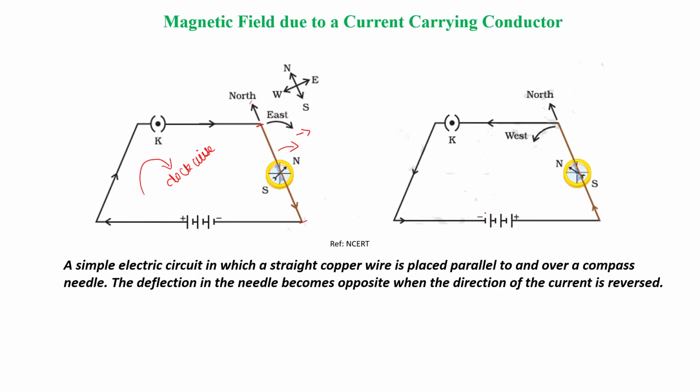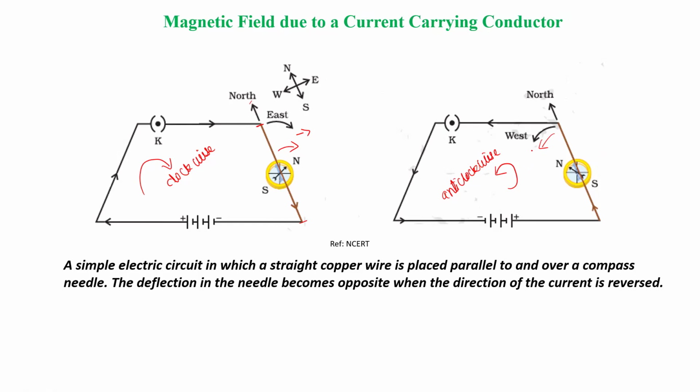Whereas if you see in the other circuit here, the direction of the current has changed. Now it is moving anti-clockwise. So now what you are seeing is in which direction the magnet is going to deflect. Now it is deflecting in the west direction.